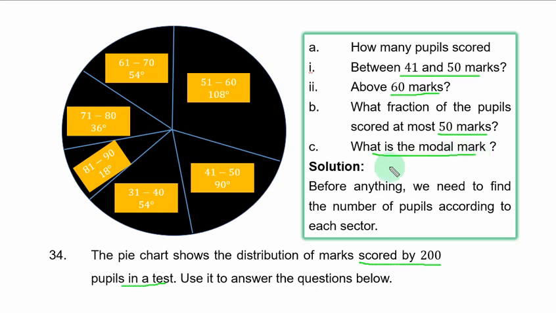Solution: before anything, we need to find the number of pupils according to each sector. You can do that by first getting the total angles in the pie chart, that is 360 degrees, and you continue with that because you know the total pupils. So the angle in each sector over total angles times 200 will give us the number of pupils in each sector.